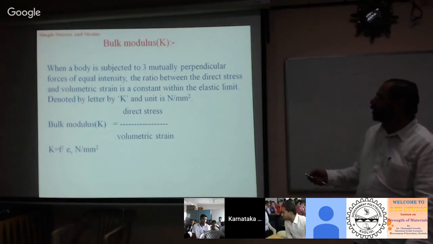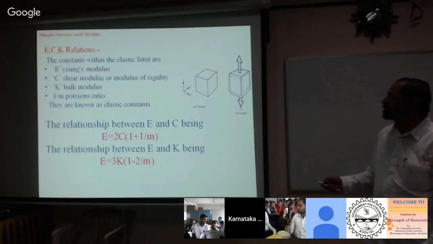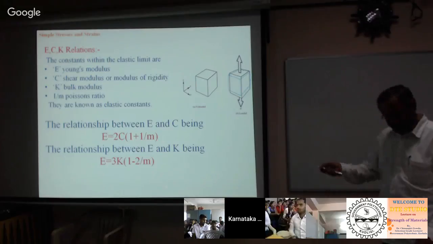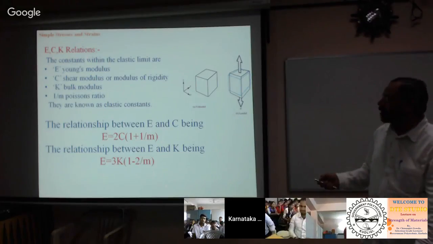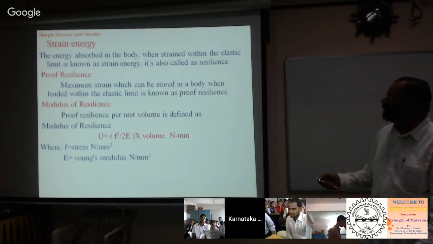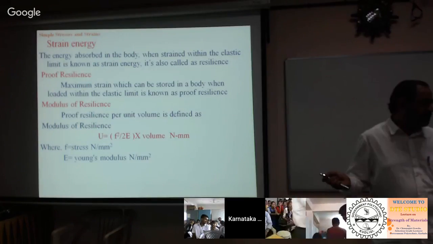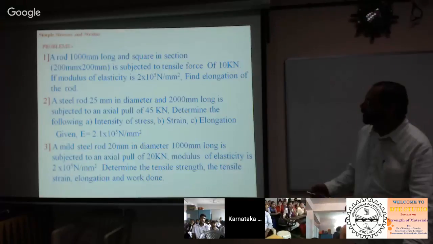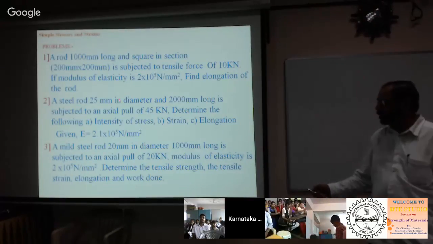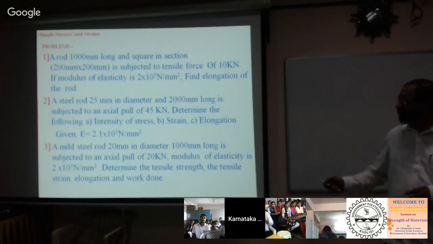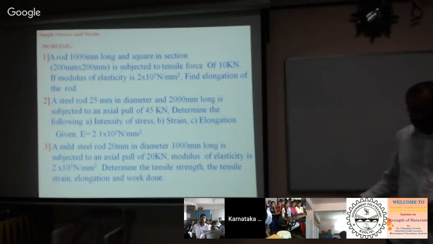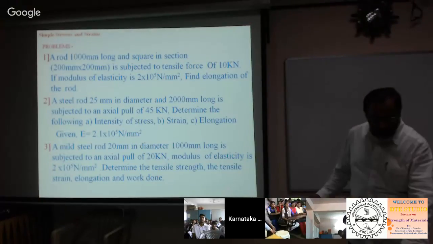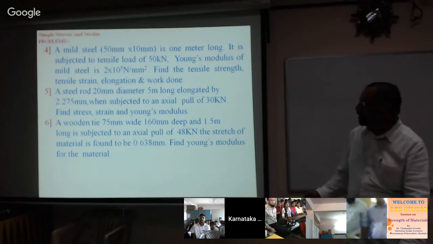And also, we have discussed that EGK relationship. I think you may be knowing about this. We have solved many problems with this. We also discussed strain energy and resilience, modulus of resilience, how to calculate it, and we have solved problems. Few problems were solved in the previous classes, and some problems I have highlighted here. Kindly go through these problems and solve them. Definitely in the examination you will get 2 or 3 problems.